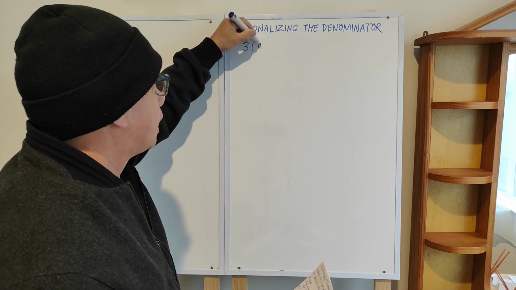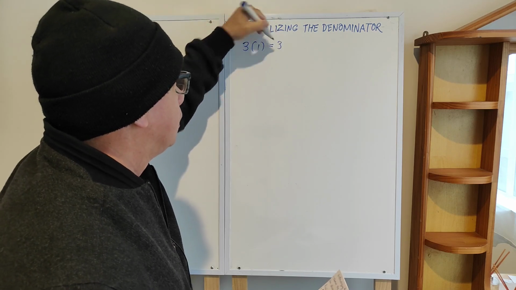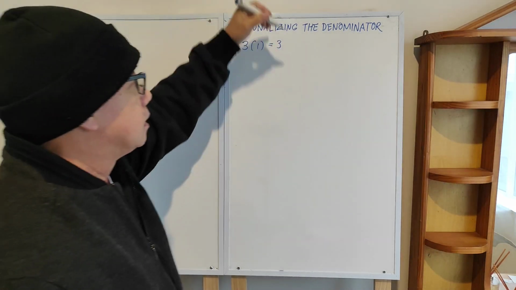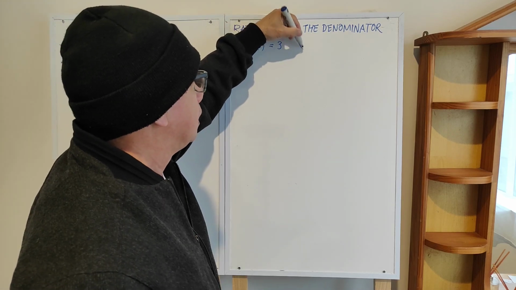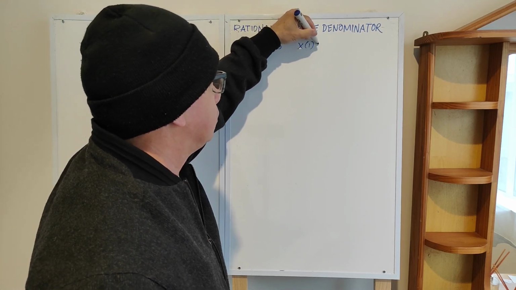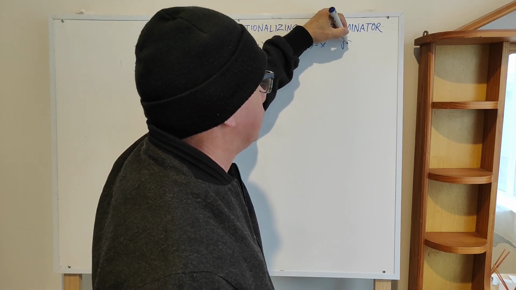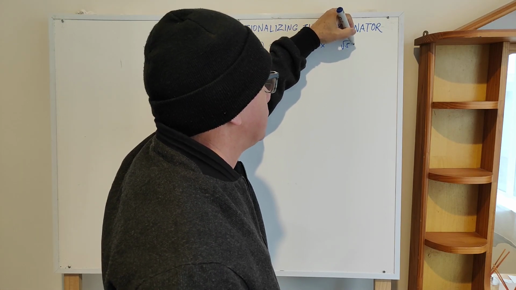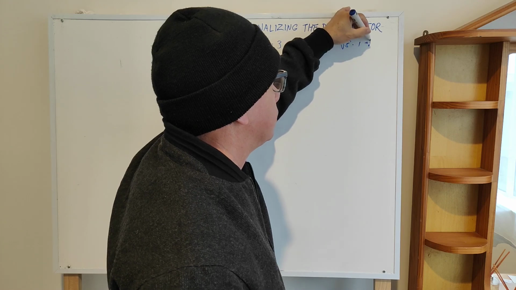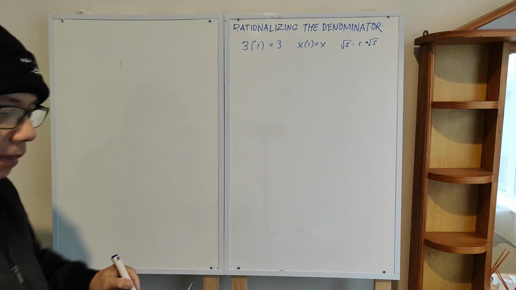For example, 3 times 1 is equal to 3. So x times 1 is equal to x. So square root of 5 times 1 is equal to square root of 5.